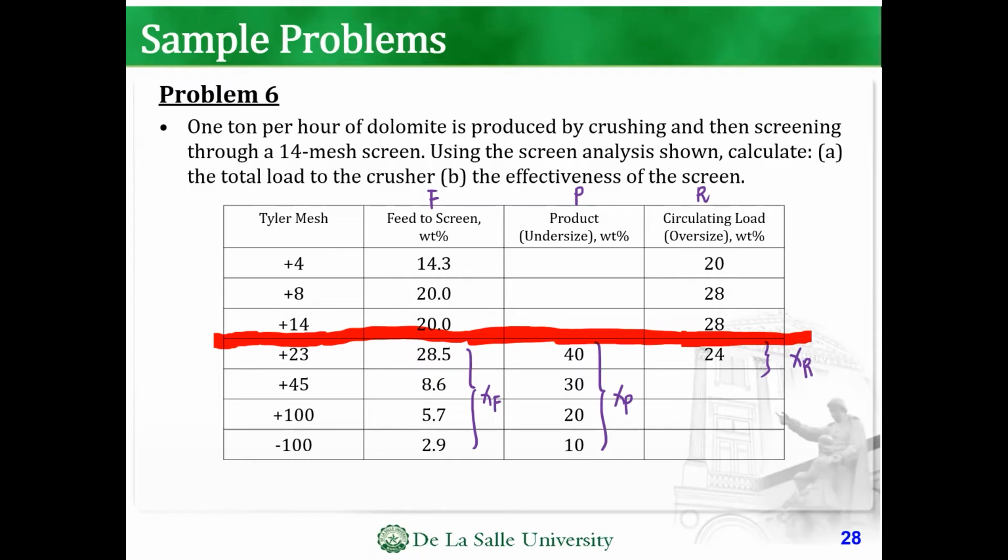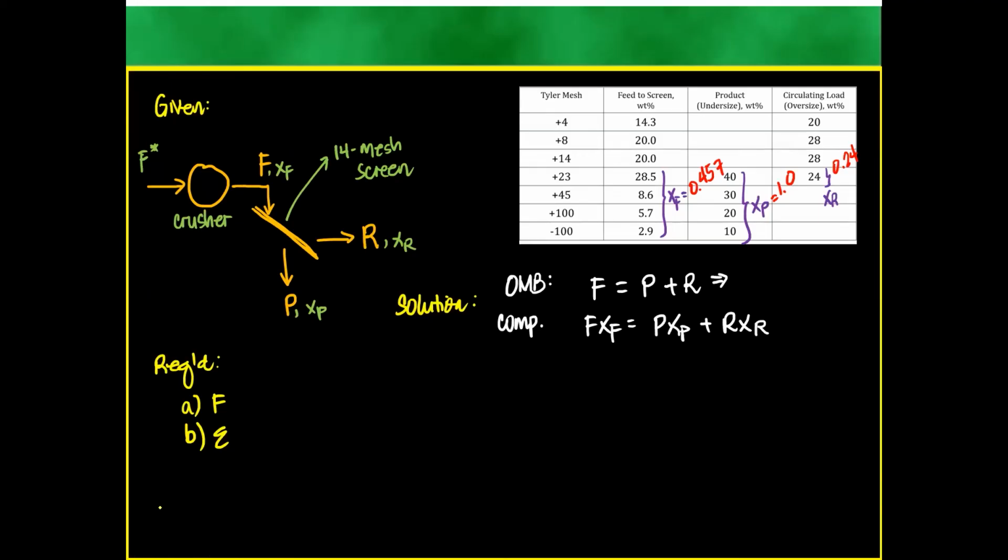It's the product. Correct. Why can't it be the feed? Because I look at this: 1 ton per hour of dolomite is produced by crushing and then screening. So after you crush and after you screen, that's when you have the product. So here, maybe we can put it below: basis, 1 ton per hour, P. What is 1 ton? I can just say 2,000 pounds per hour.